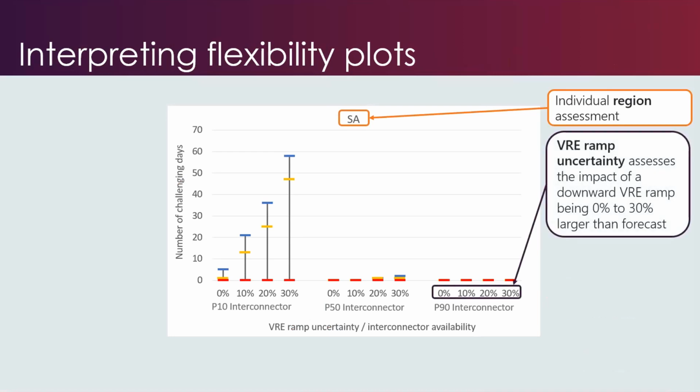The first sensitivity is VRE ramp uncertainty, highlighted here in purple. VRE ramp uncertainty looks at the extra flexibility that would be required to meet a ramp in net demand that was 10% to 30% higher than the system was dispatched to meet.